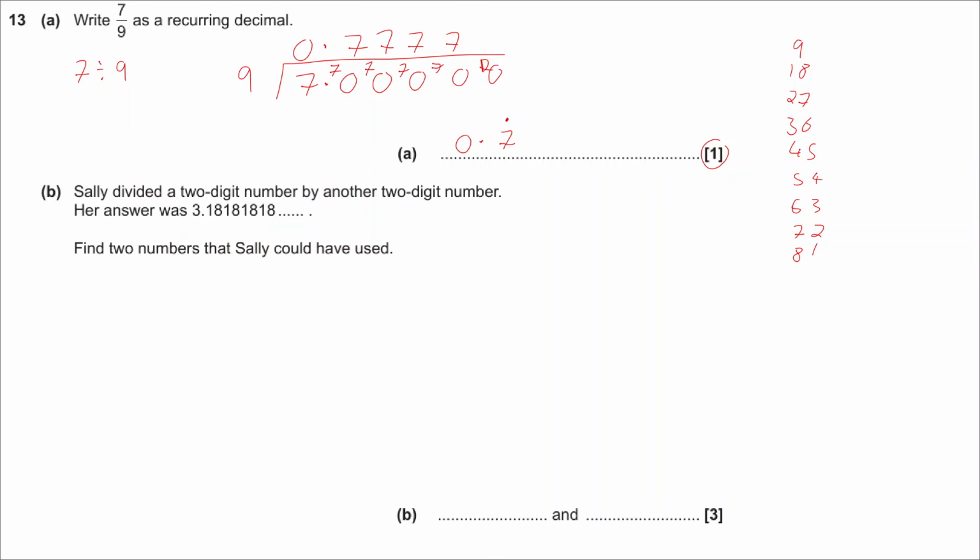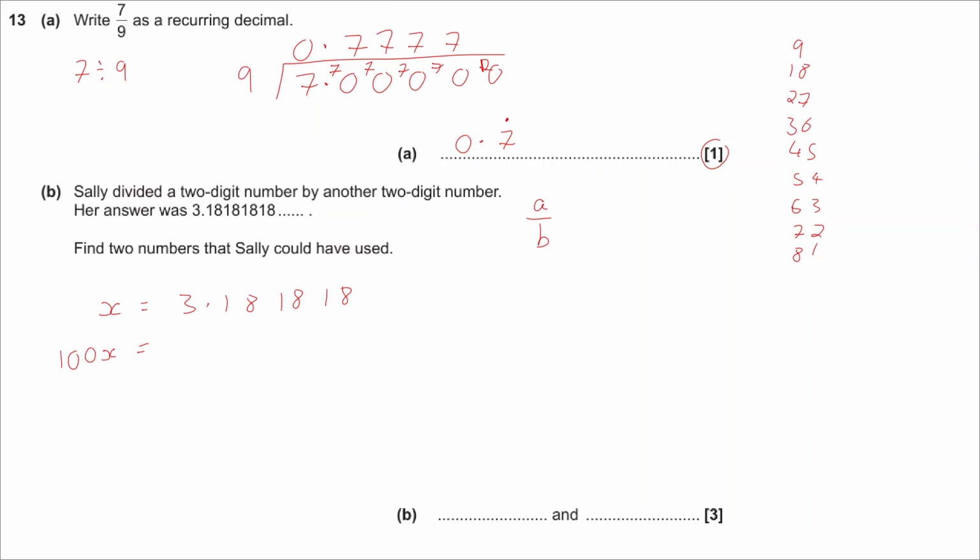Now, this is just classic exam practice. You're given a recurring decimal, you want to write it into a fractional format, so something A over B. And there's a process that we can always do for this. So let's call this number x, being equal to 3.181818.